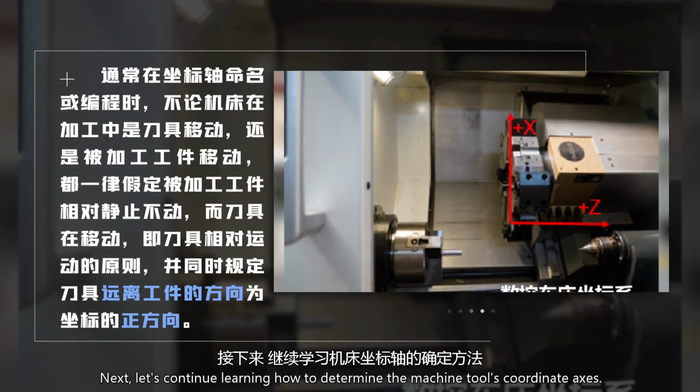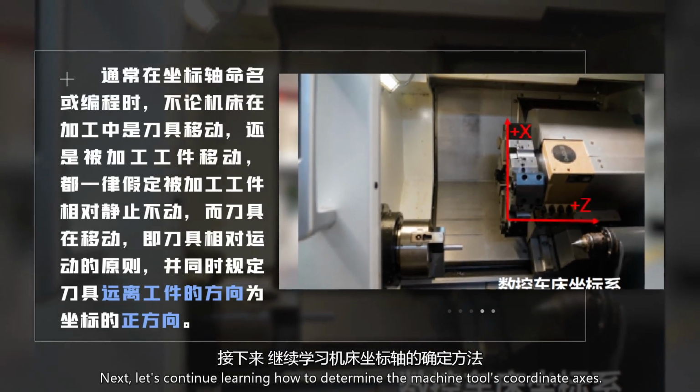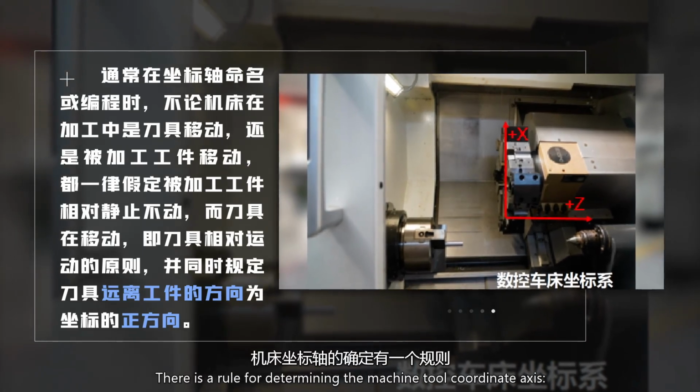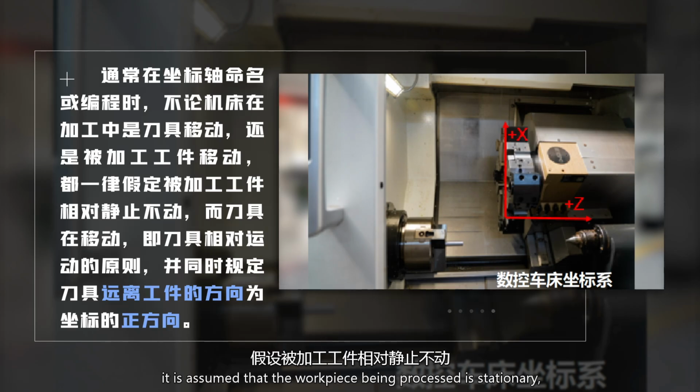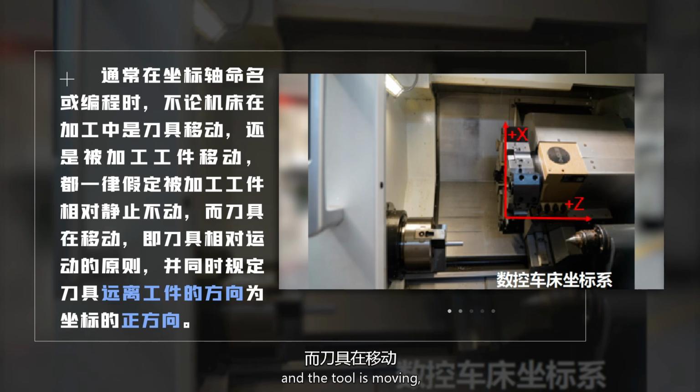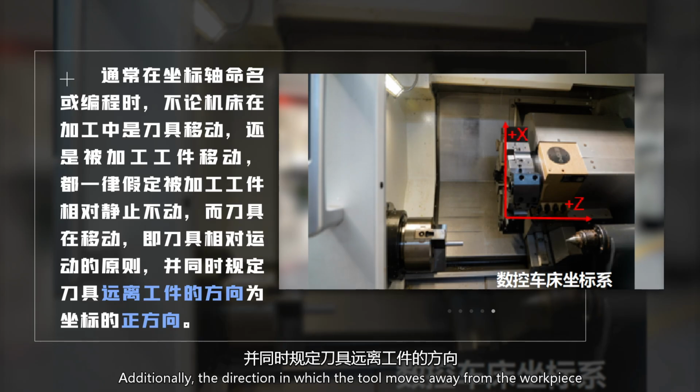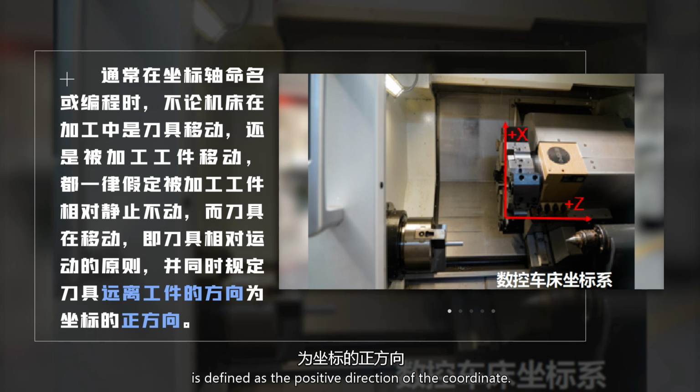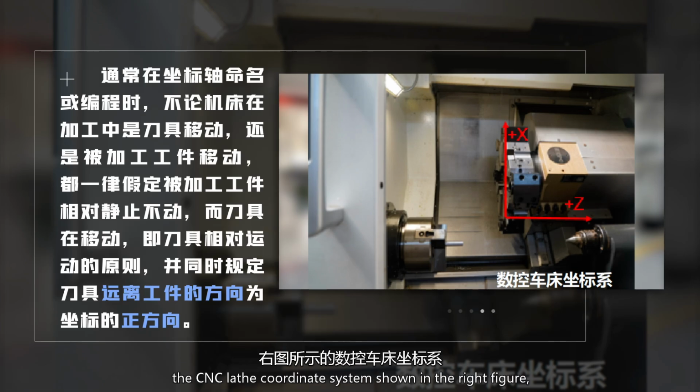Next, let's continue learning how to determine the machine tool coordinate axis. There is a rule for determining the machine tool coordinate axis. When making a judgment, it is assumed that the workpiece being processed is stationary, and the tool is moving, i.e., the principle of relative tool movement. Additionally, the direction in which the tool moves away from the workpiece is defined as the positive direction of the coordinate. Let's first take a look at the CNC lathe coordinate system shown in the right figure.